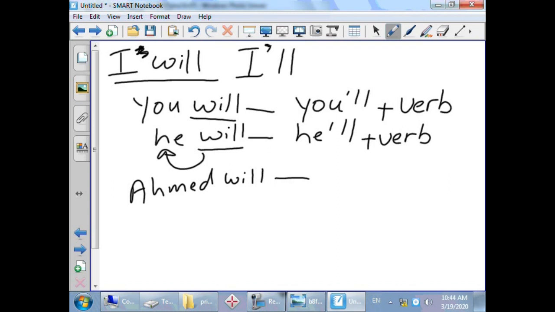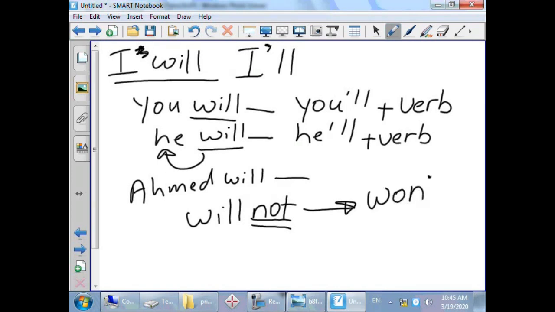Okay, what if I want to change it to the negative? I will say will not. So I will add not. What if I want to make it in the shorter form? It will be won't.